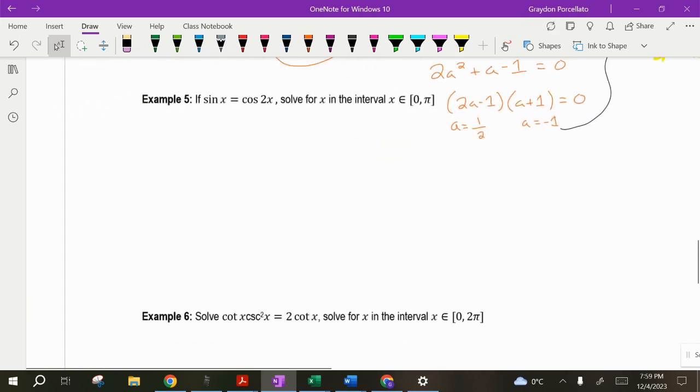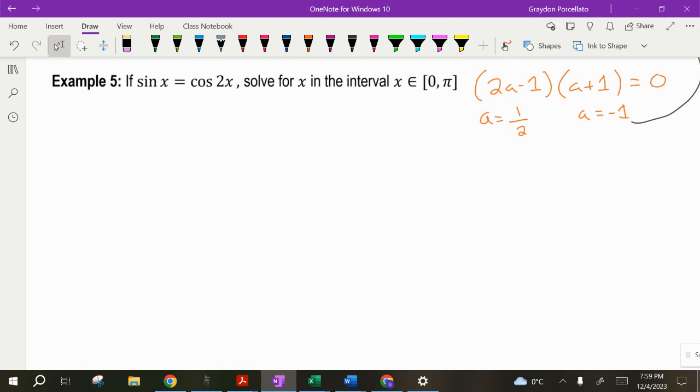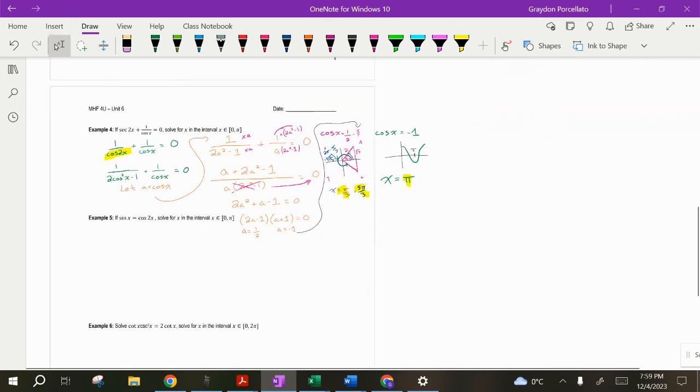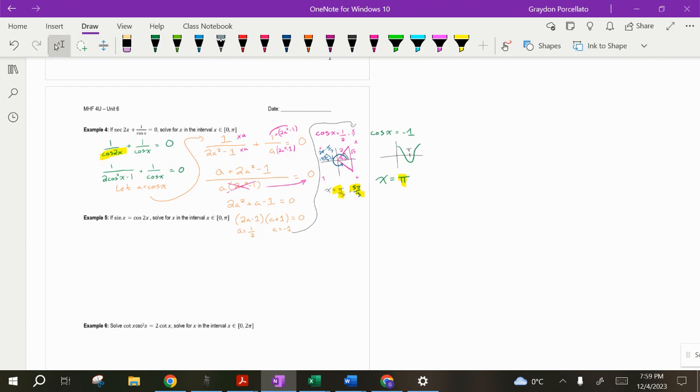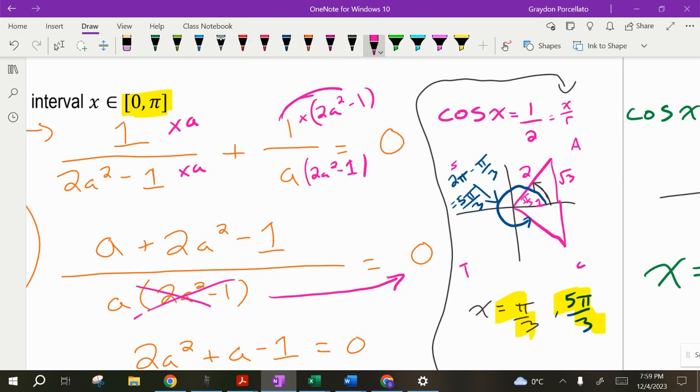All right. Modify and simplify. So one of our strategies here is to modify and simplify. Okay? Oh, look at this. I made a mistake. Notice the interval here. So 5 pi over 3 is not actually a solution, because that's greater than pi. Okay?